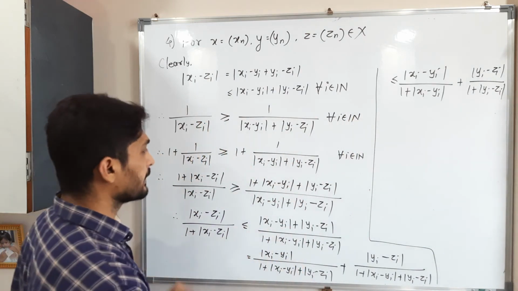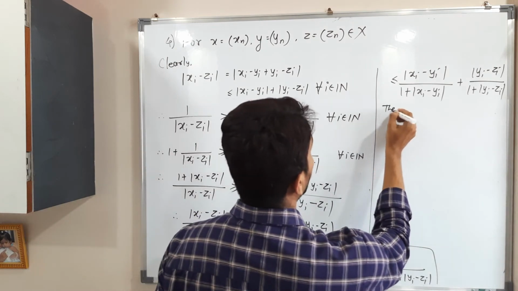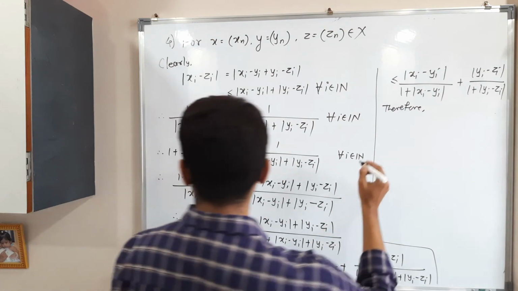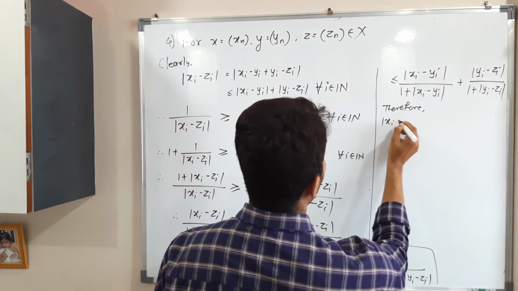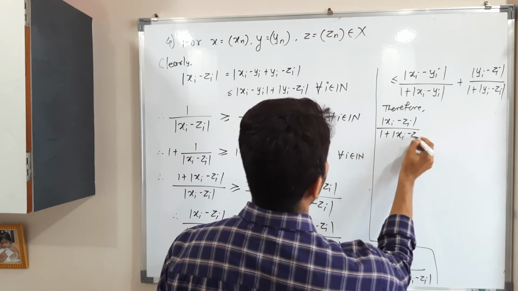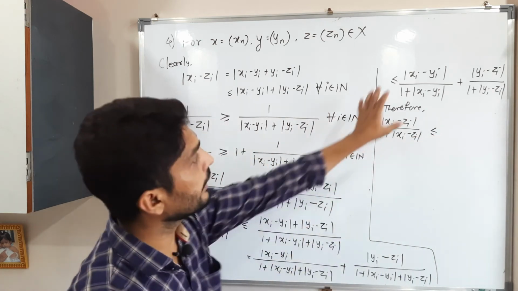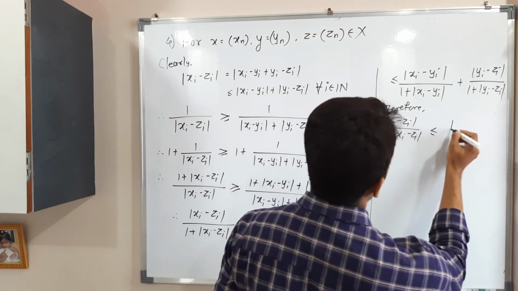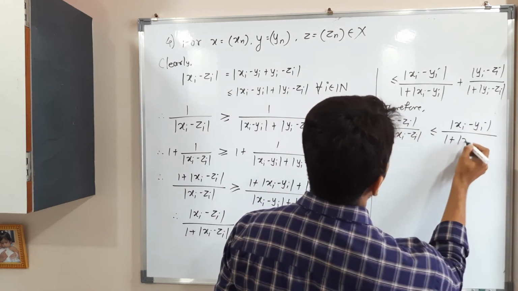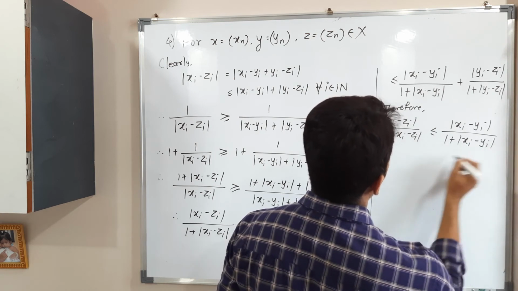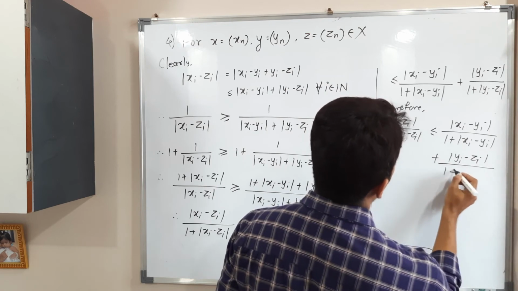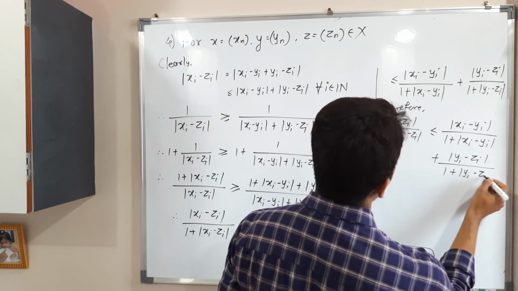So let us write it properly. Therefore what we have now, I will write it properly. On the left hand side we have this term mod xi minus zi divided by 1 plus mod xi minus zi, less than or equal to, and the summation of these two terms on the right hand side: mod xi minus yi upon 1 plus mod xi minus yi, plus mod yi minus zi divided by 1 plus mod yi minus zi.